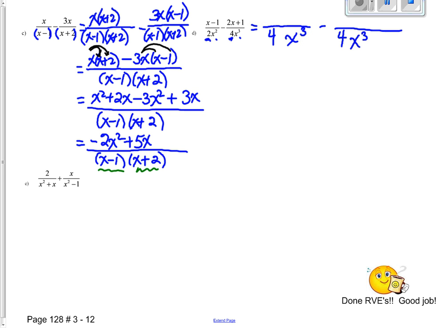For the first rational variable expression, I have 2x squared, and I have multiplied by a factor of 2x to get that common denominator, so I need to do the same to the top. 2x times the old top gives me my new numerator. The second rational variable expression already has the common denominator, so I don't need to change it.